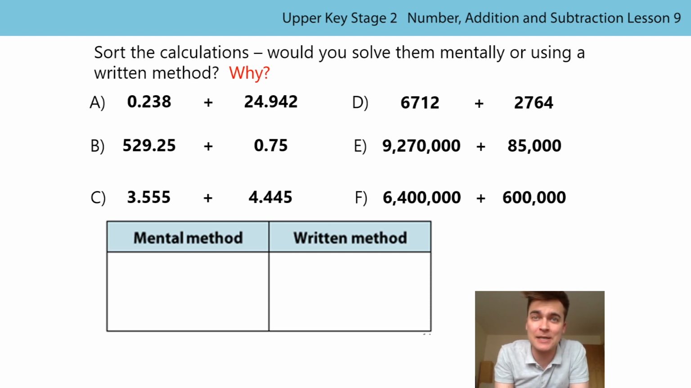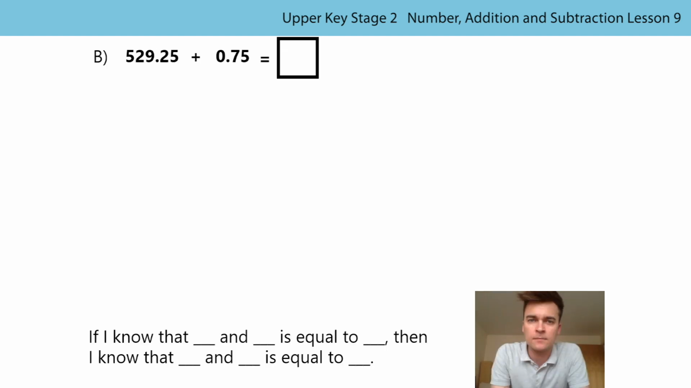Let me show you how I sorted mine. Ready? Does this match your piece of paper? If it does, brilliant. Let's have a think about why we've sorted them like this. If you haven't matched them in the same way as I have, that's okay too. Let's have a think about why I've popped B, C and F into the mental method part of the table.